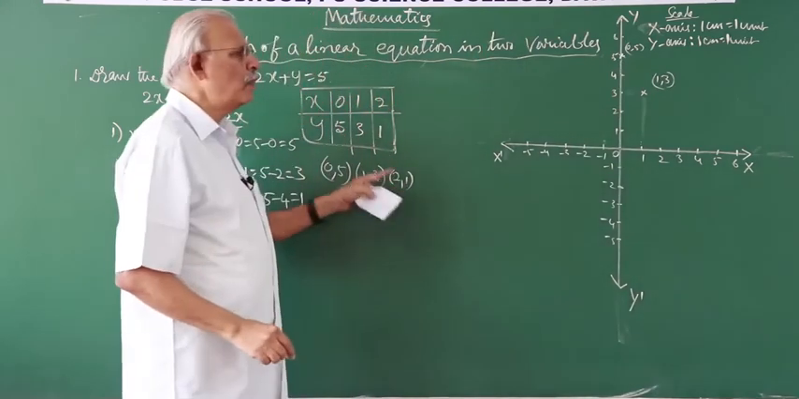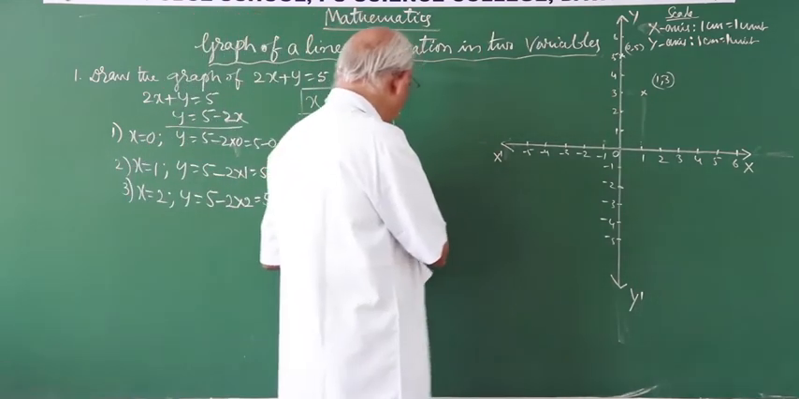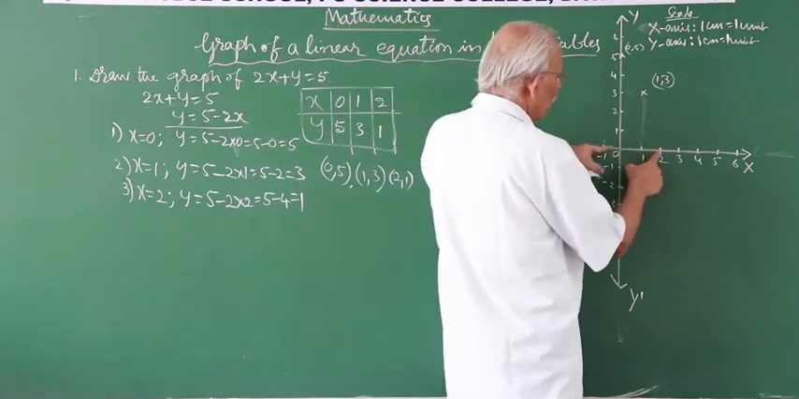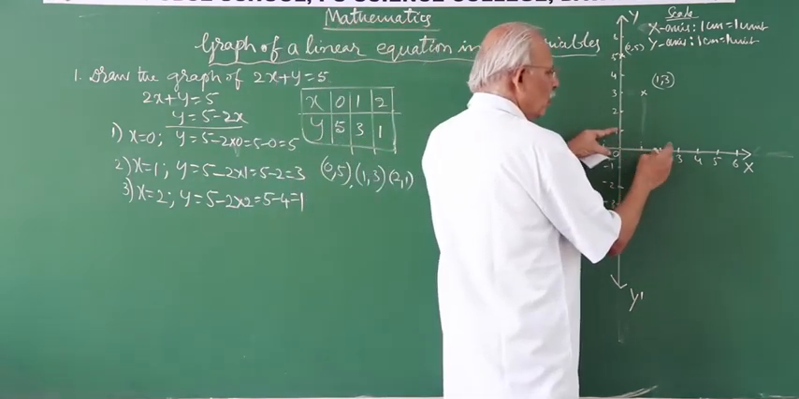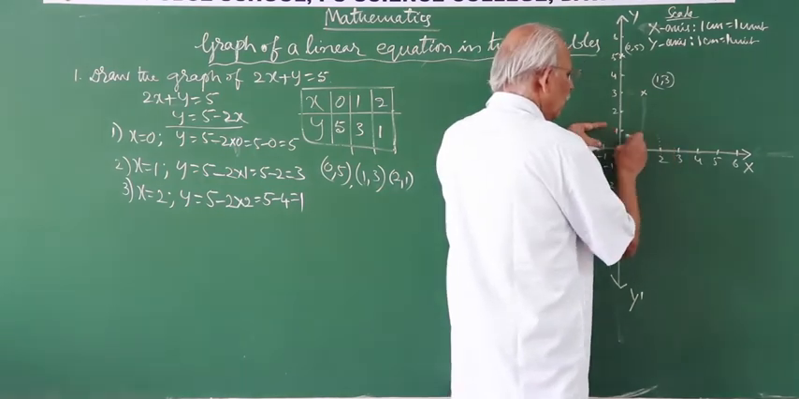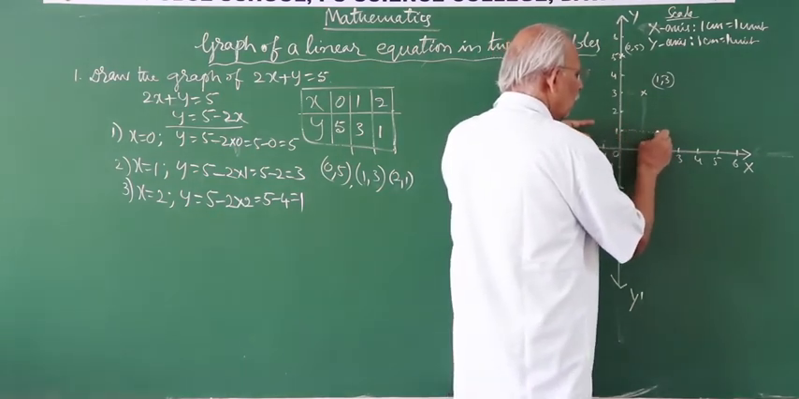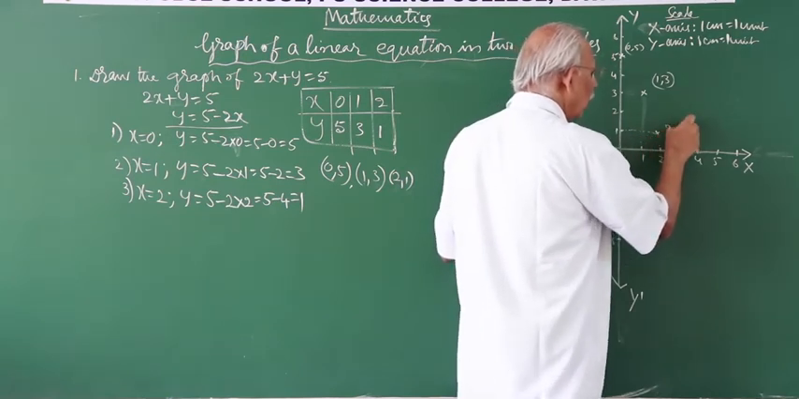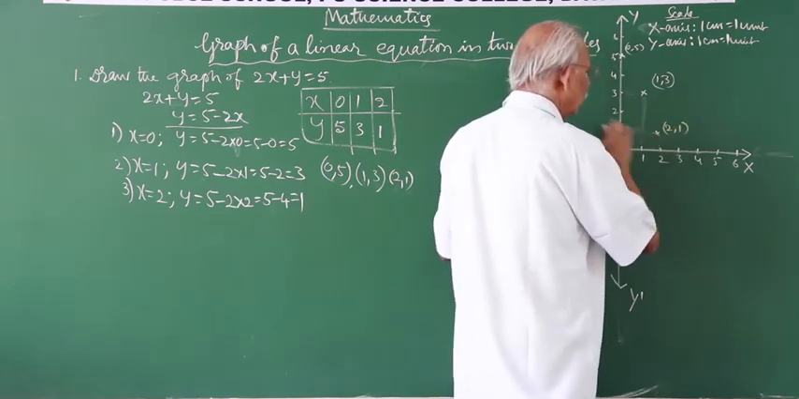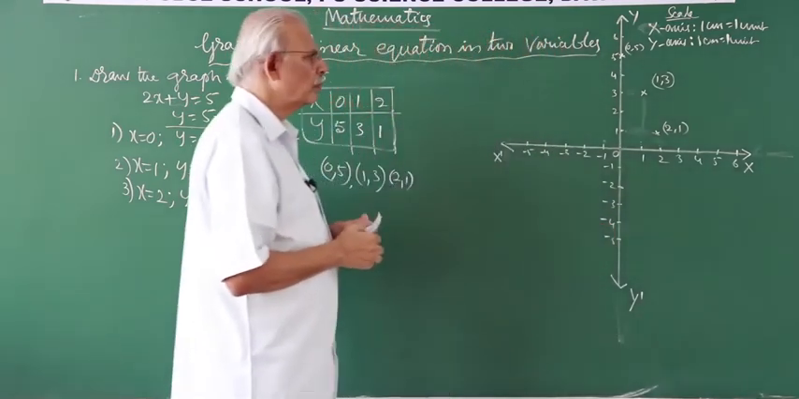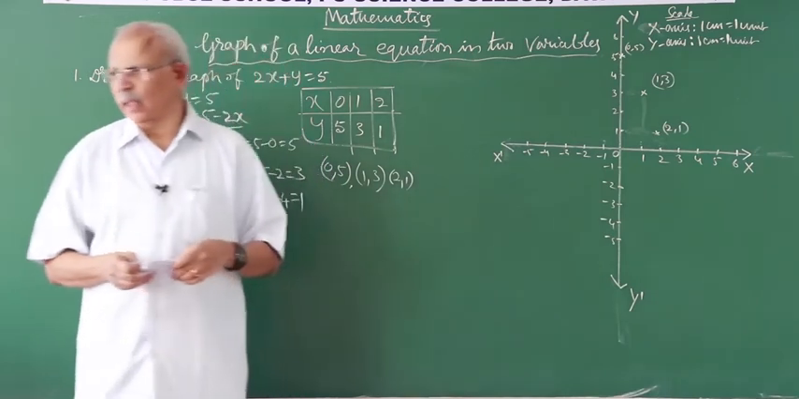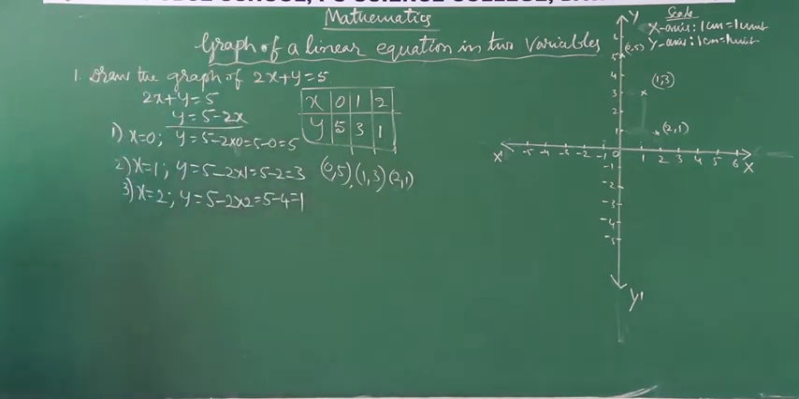Next (2, 1). 2 along the x-axis and 1 along the y-axis. From 2 go vertically. From 1 come horizontally. Look here, (2, 1). Now these are the 3 points. Now join these 3 points.